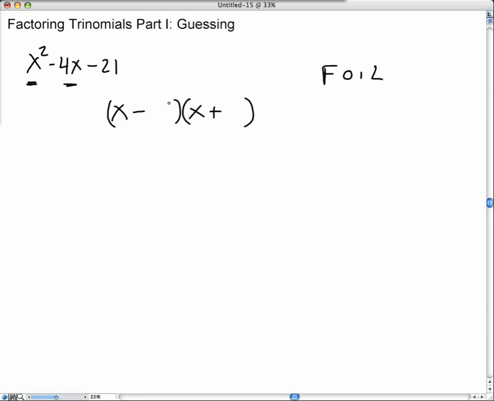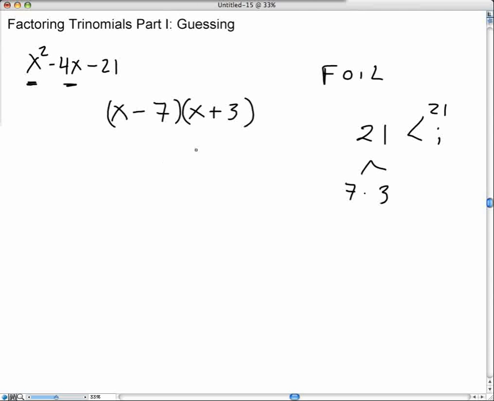Now we need to find the terms for the binomials. Well, if we take 21 and think about two numbers that make 21, well, 7 and 3, when you multiply that, gives you 21. And also 21 times 1 also gives you 21. One of these sets of numbers goes into our binomial. Because this is guessing, this is kind of like trial and error, I'm just going to pop in the 7 in here, and I'm going to pop in the 3 in here and see if it works.